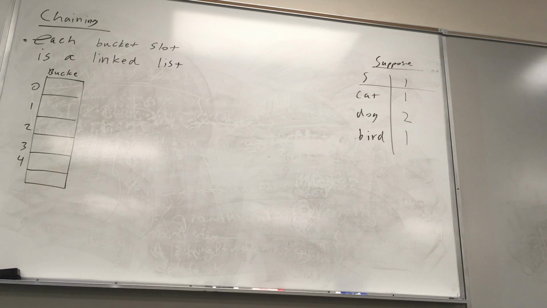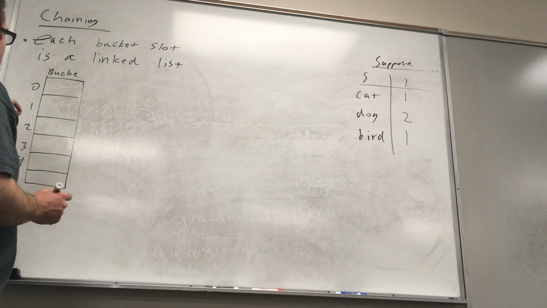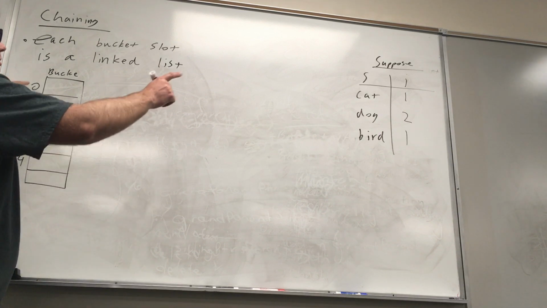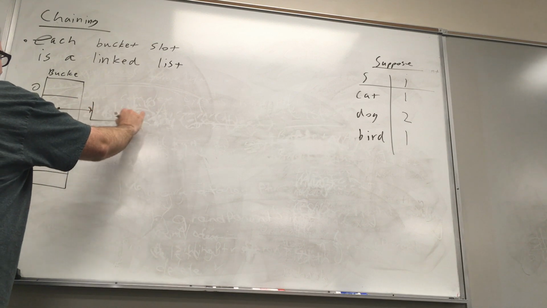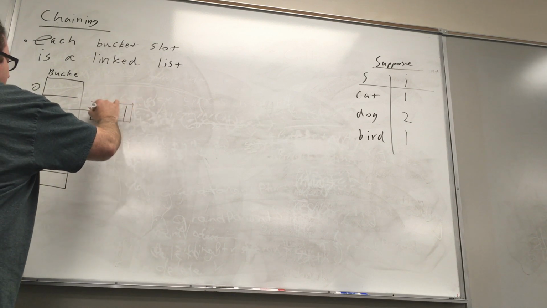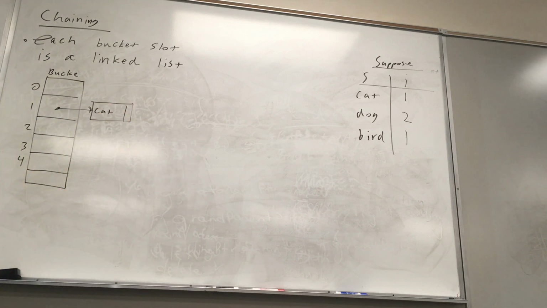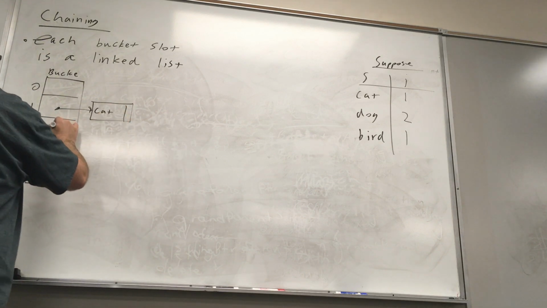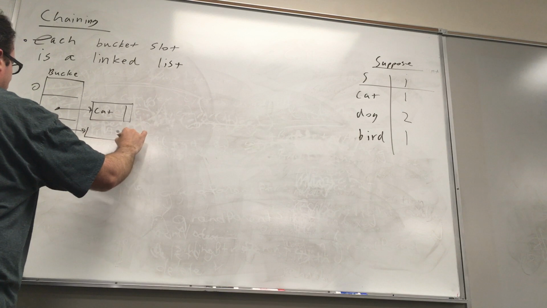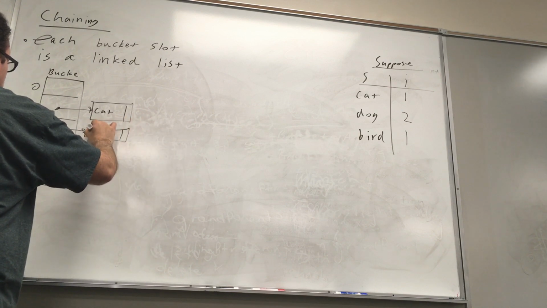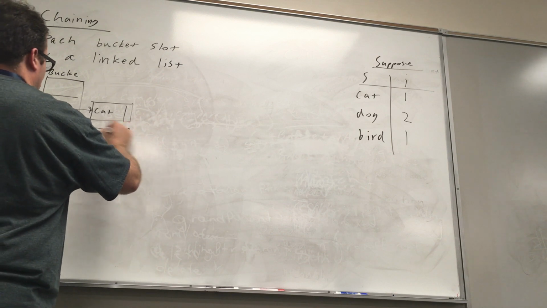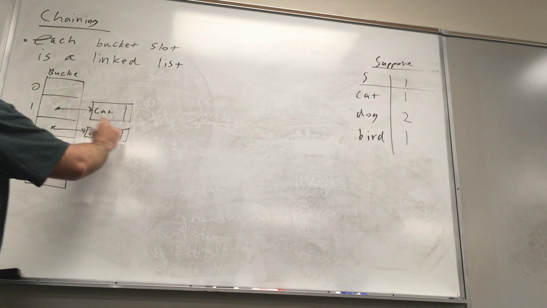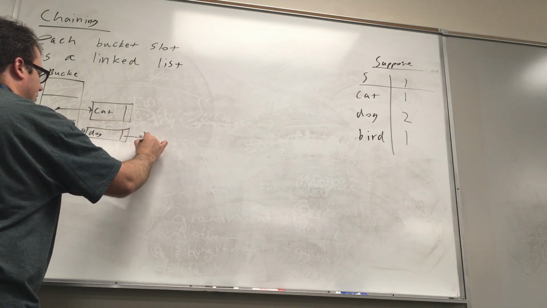So we would have this kind of scenario. And when I would insert things into this, I would insert cat. And so I would put a node here where I would have cat. And then I would insert dog, and dog would get placed here. And then when I inserted bird, I would come to this slot and I would put the bird at the end of the list.